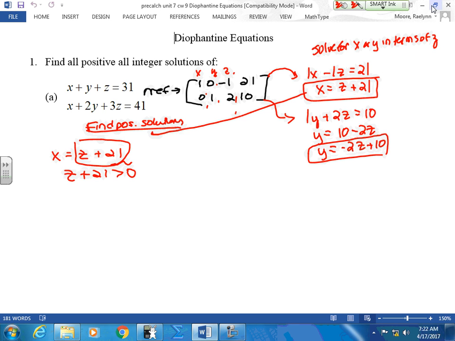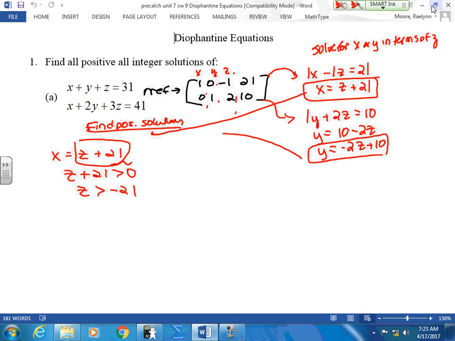When we say greater than 0, we want all your positive integers. Remember, we don't want 0 in here. Okay, we're solving for z. So z has to be greater than negative 21. Now, we can't use negatives anyway, so automatically we're going to have to start right after the 0. But hang on to that thought for just 1 second.